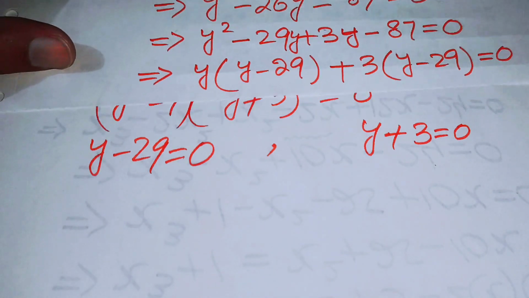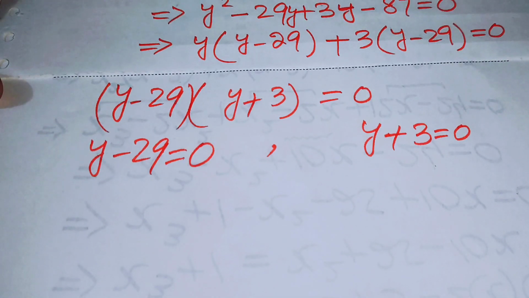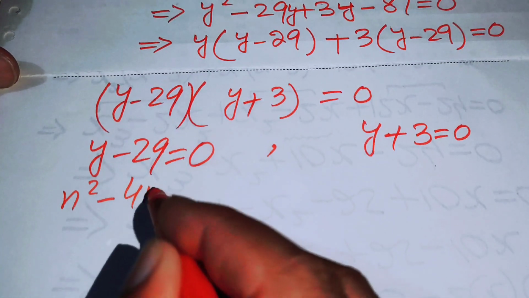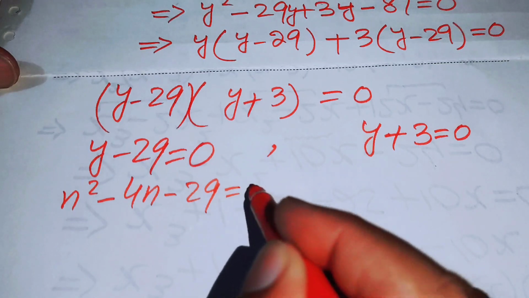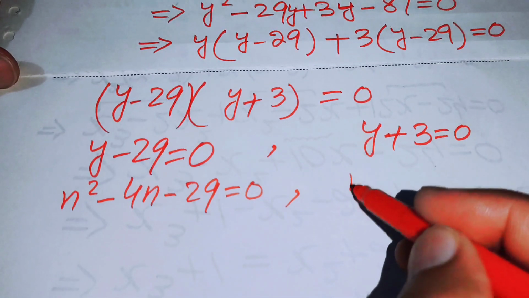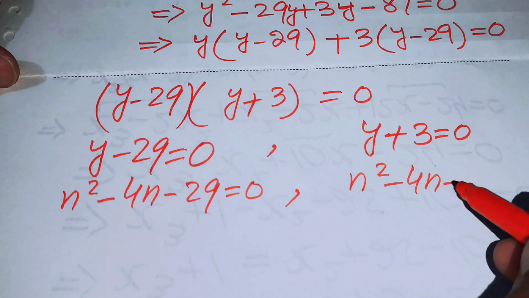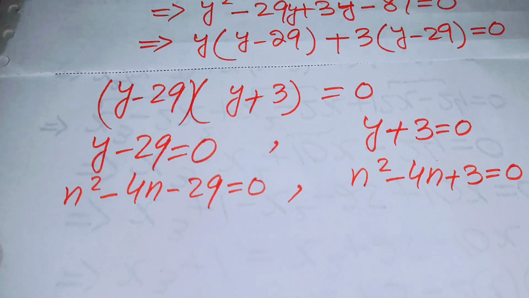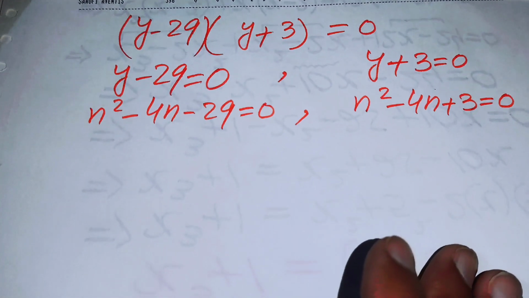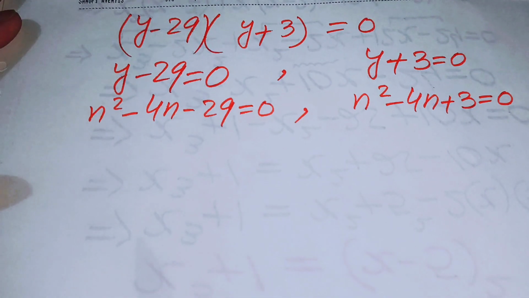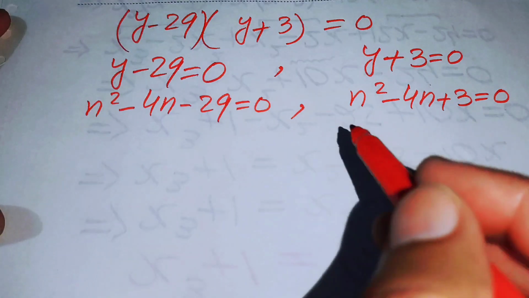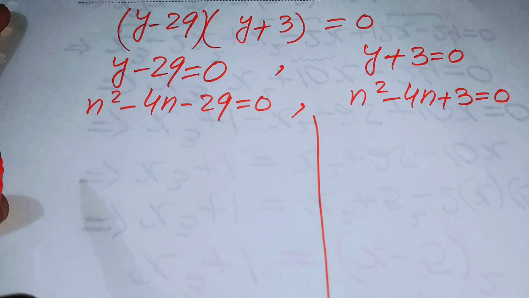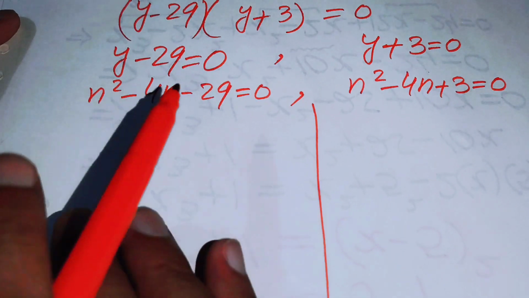So now we can back substitute this value, and you will get n square minus 4 times n minus 29 is equal to 0, and the second factor is n square minus 4 times n plus 3 is equal to 0. So now we can solve these two cases. If you focus on the first case, we can apply the quadratic formula in order to solve it.